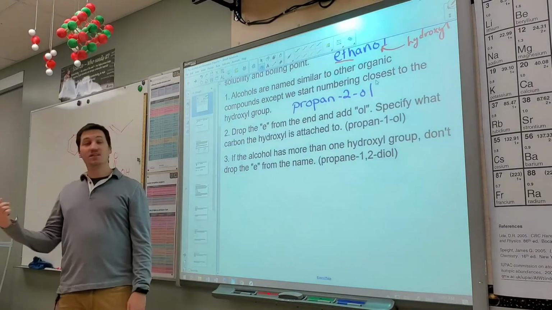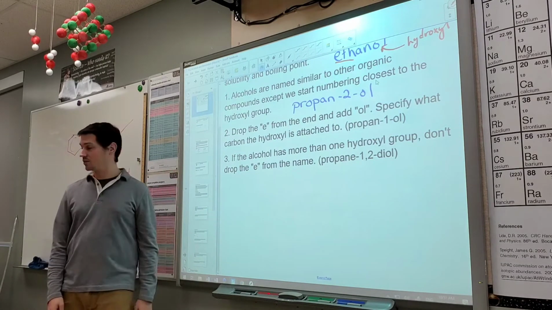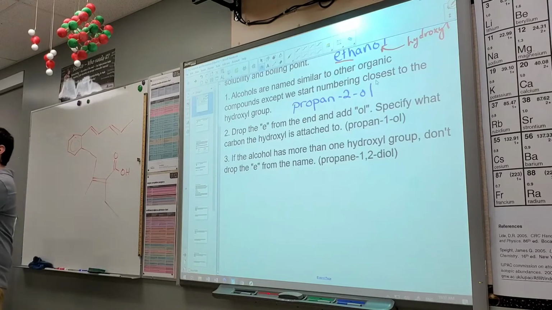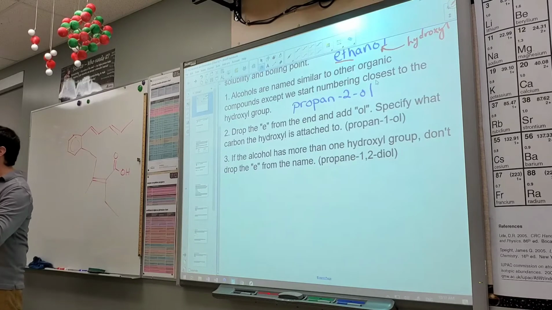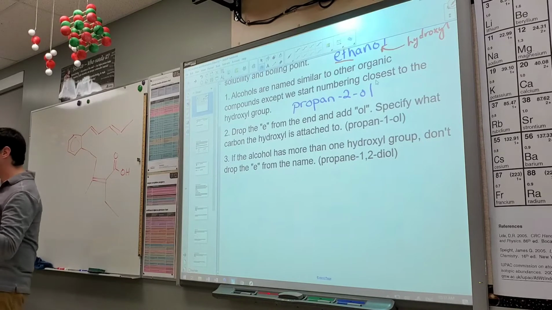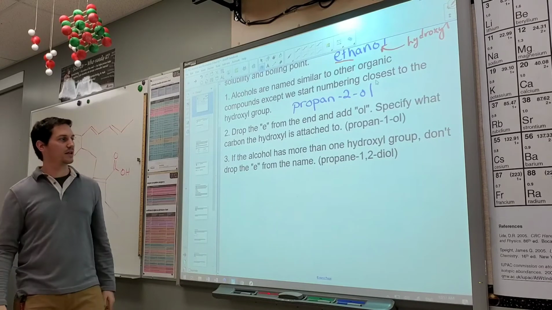Alcohols are named similar to other organic compounds, except we start numbering closest to the hydroxyl group. So this functional group, the hydroxyl group, now takes priority over the double bond. Now, I've never, ever seen a naming problem on the diploma where you had both an alcohol and a double bond. I highly doubt you'll ever see it. If they want to see whether or not you know how to name an alcohol, they'll just give you a straight up alcohol, maybe with some branches on it, that's all.